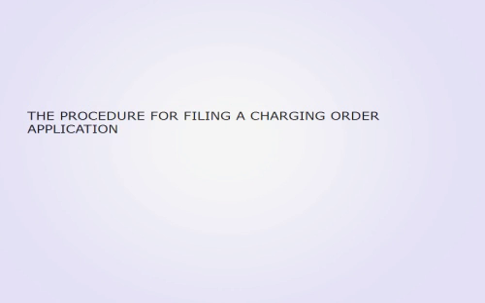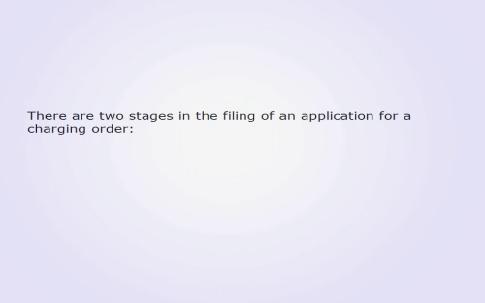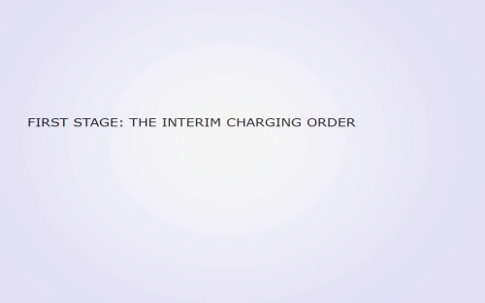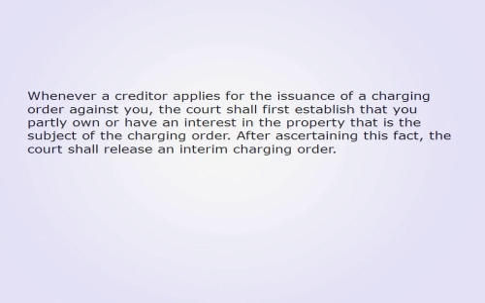The procedure for filing a charging order application. There are two stages in the filing of an application for a charging order. First stage, the interim charging order. Whenever a creditor applies for the issuance of a charging order against you, the court shall first establish that you partly own or have an interest in the property that is the subject of the charging order. After ascertaining this fact, the court shall release an interim charging order.